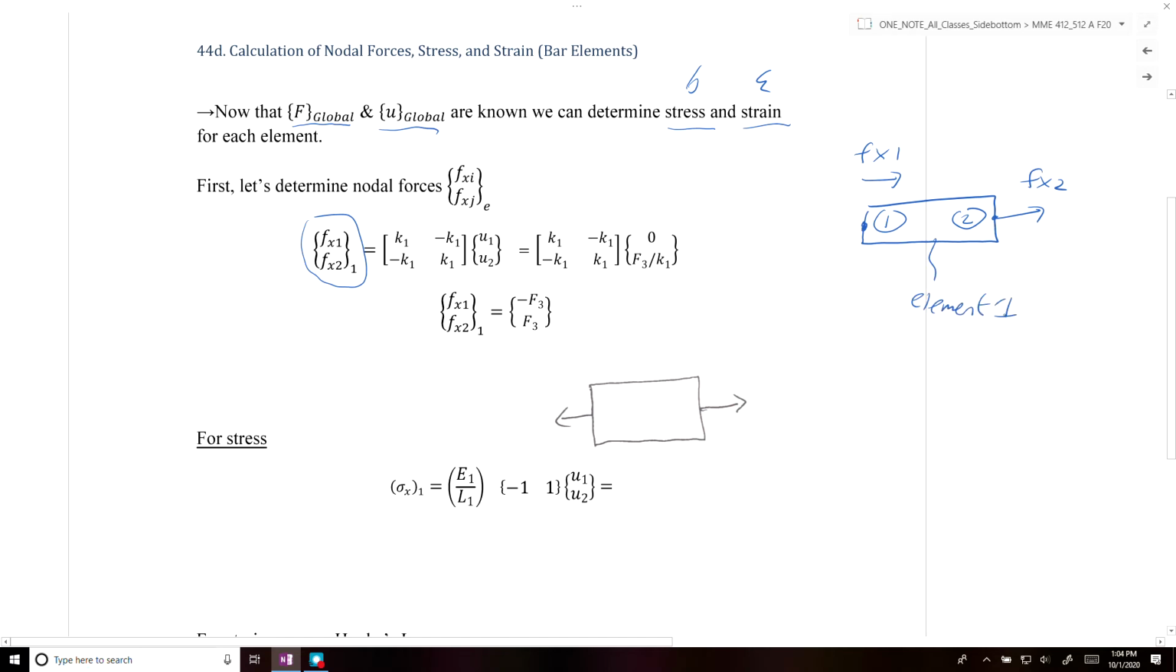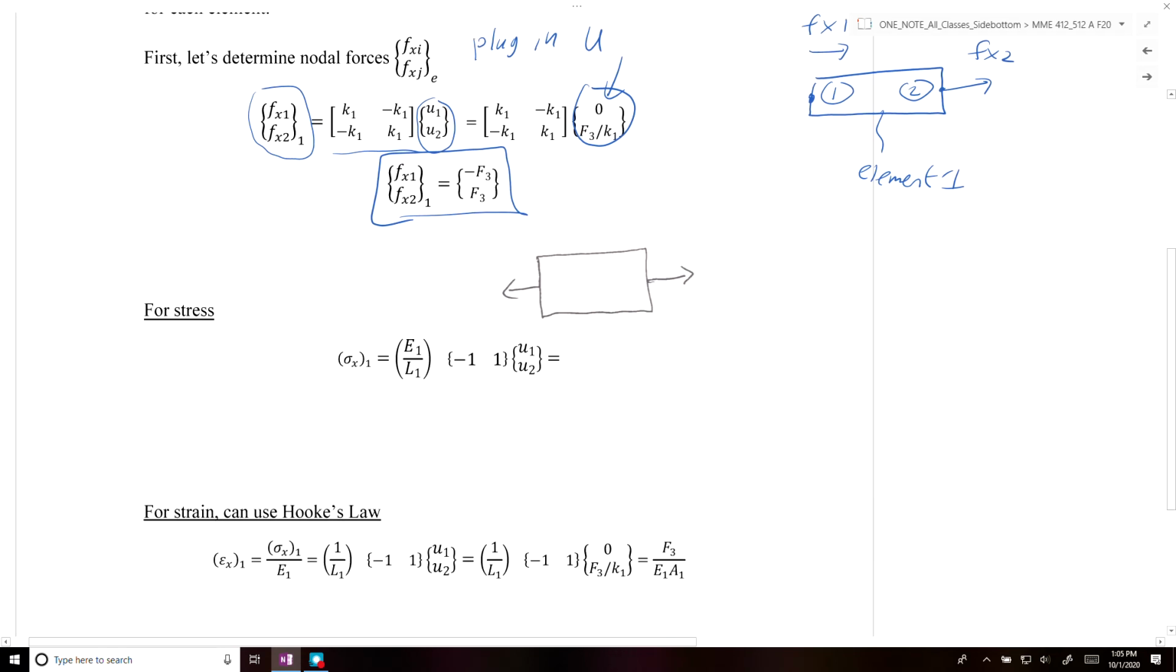All right, and we know that Fx1 and Fx2 are related to the known displacements U1 and U2, and the known k constants k1, or the known stiffness matrix, which is defined here for the first element. So all we're going to do is just plug in our values for u into this equation, and then we can calculate our nodal forces at point 1 and at point 2.